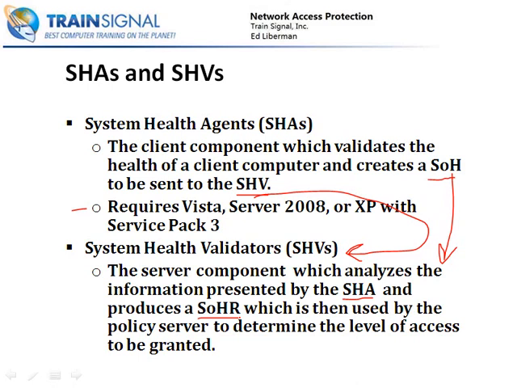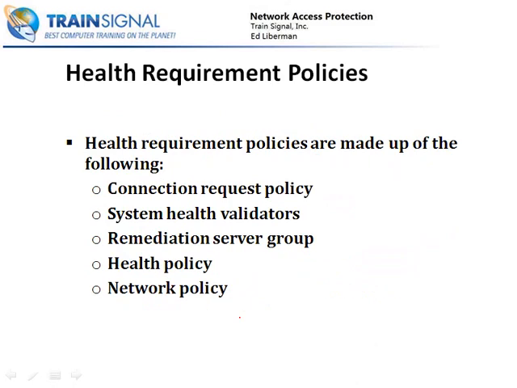And you'll see that when we get into the operating system. All right, now the last thing I want to talk to you about before we go in and look at the operating system itself are the health requirement policies. Health requirement policies, I'll tell you what, they are kind of the who, what, why, when, where, and how of network access protection. It's your health requirement policy that is going to determine, first of all, exactly who or what type of clients have to meet certain health requirements, what those certain health requirements are, and what you're going to do about it if they don't meet those requirements.